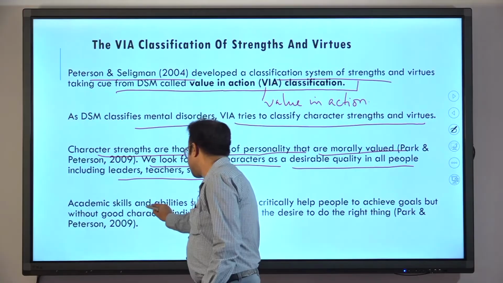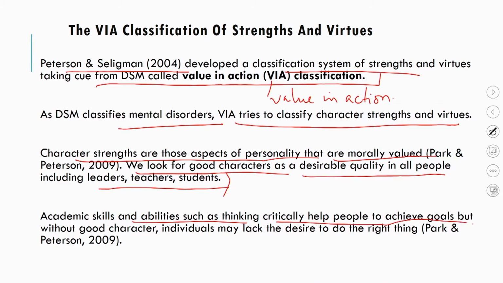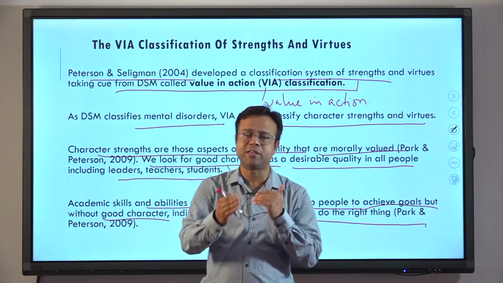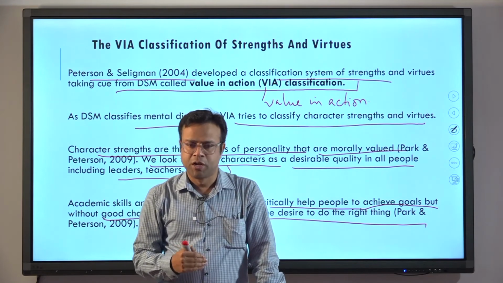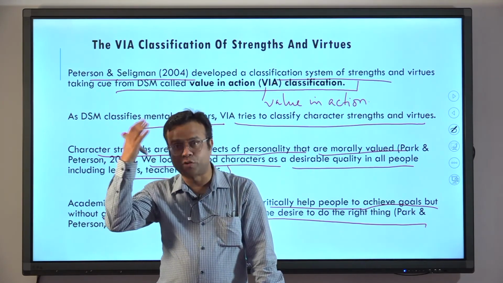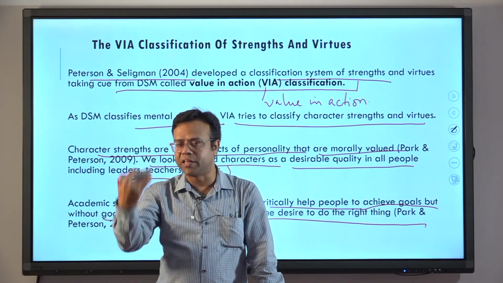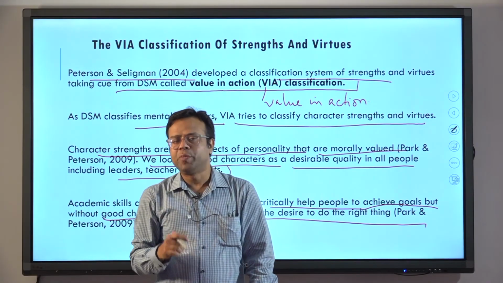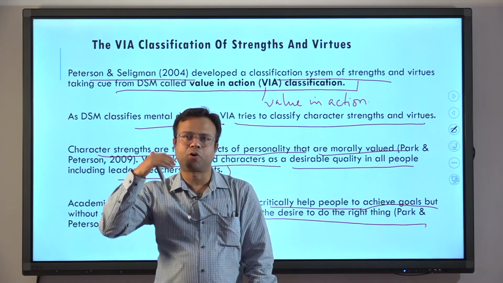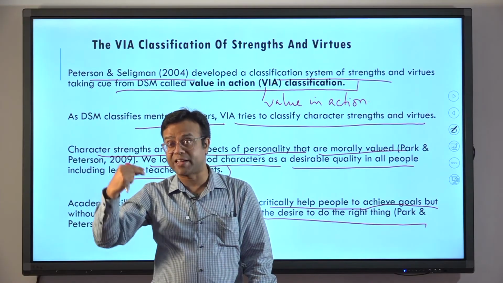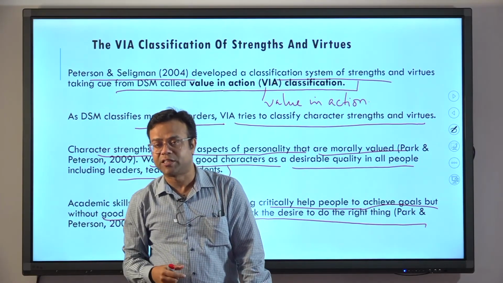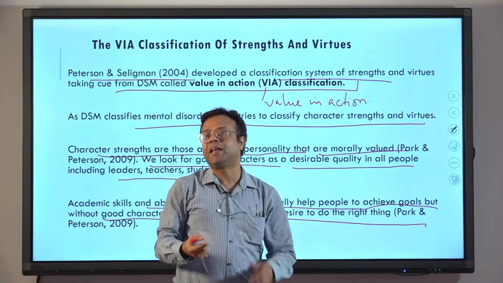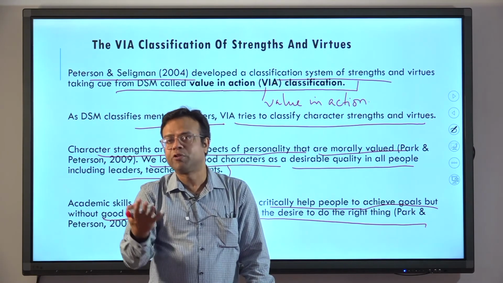Now, academic skills and abilities such as thinking critically help people to achieve goals. But without good character strengths or good character, individuals may lack the desire to do the right thing in their life. This is how one should understand why understanding character strengths is so important. We have many other strengths, like strengths of thought. You may have a lot of skills, critical thinking abilities and so on. These help you to achieve goals. But if you don't have character strengths, you may not have the intention to do right things in life. One may achieve a lot of higher goals because of certain strengths in their thought processes and thinking abilities. But if the person lacks character strengths, probably they will fall from there because they may do wrong things in their life.